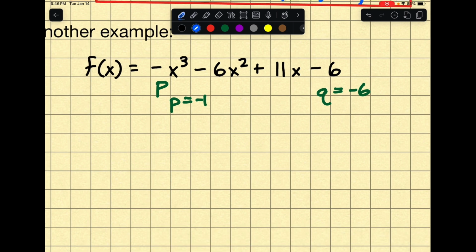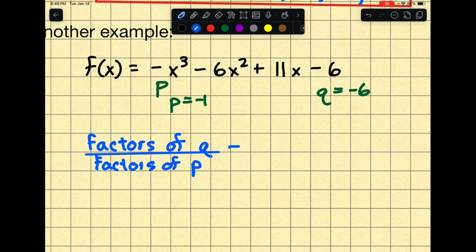So what we want are the factors of Q over the factors of P. Q is our constant term. It's a -6. So those would be plus or minus 1, which is a factor of 6, plus or minus 2, plus or minus 3, and then plus or minus 6. Now our P term is our leading coefficient. That's just -1. Well, -1 just has the factors plus or minus 1.